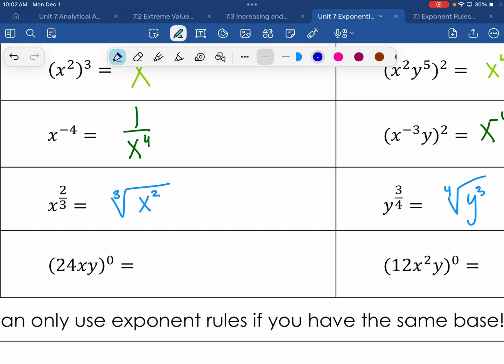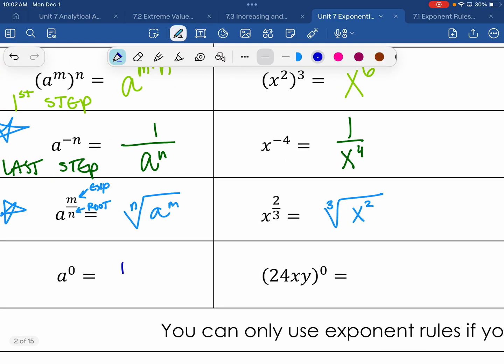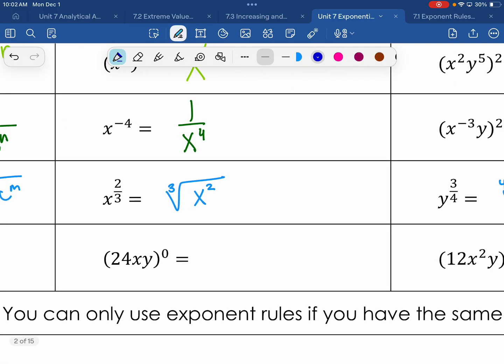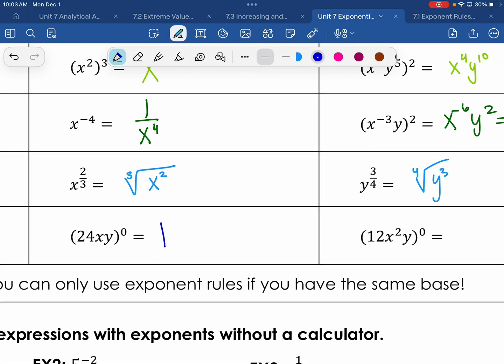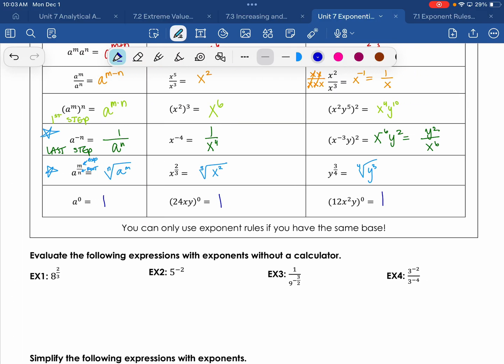Yes. And then the last one here, anything to the 0 power, no matter what it is, is 1. So no matter what all of this stuff on the inside of the parentheses is, since it's all being raised to the 0 power, it's 1. All of this stuff in the parentheses, we do not care. It's still going to be 1. All right, so we can use these exponent rules if you have the same base. That's like the very first example. It has to be x squared times x something for it to work.